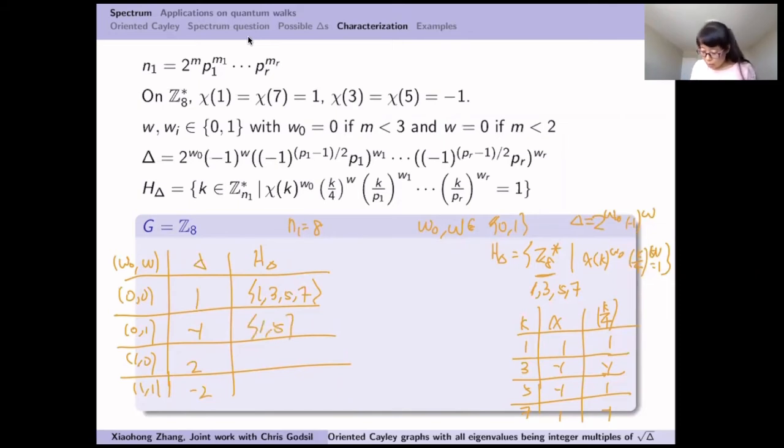And similarly here, only this one matters. We have a 1, 7. And finally, if they are both 1, we need to take the product. So 1 and 3. This here is the integral Cayley graph. This is our oriented Cayley, the signed Cayley, oriented Cayley.